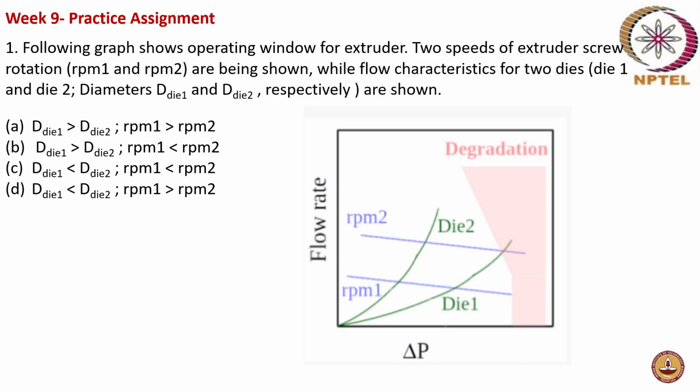Take a minute for thinking over it. Just look into the plot. Diameter 1 less than diameter 2. Okay. RPM 1 less than RPM 2. Okay. So how do you say this? Based on the flow rate value, or the pressure and flow rate value. Based on the pressure and flow rate value.